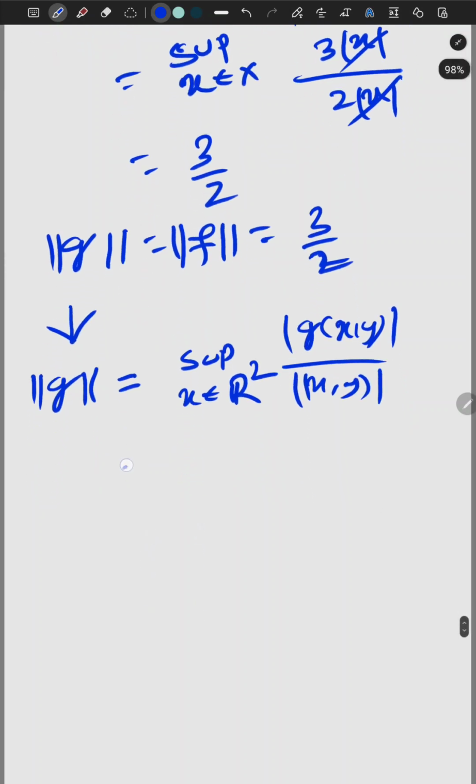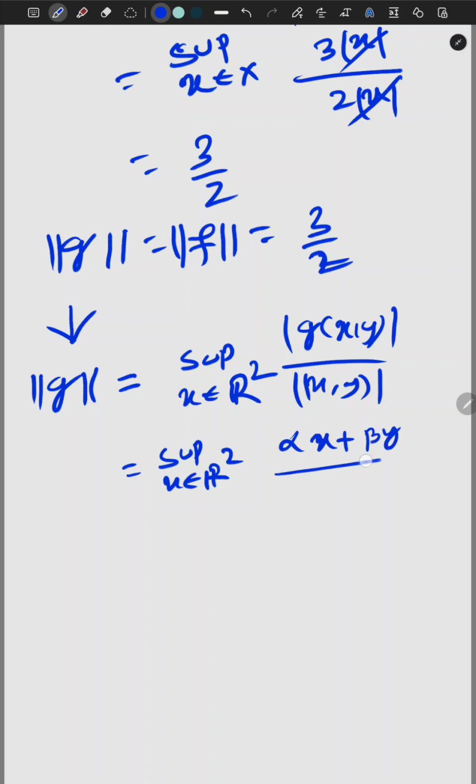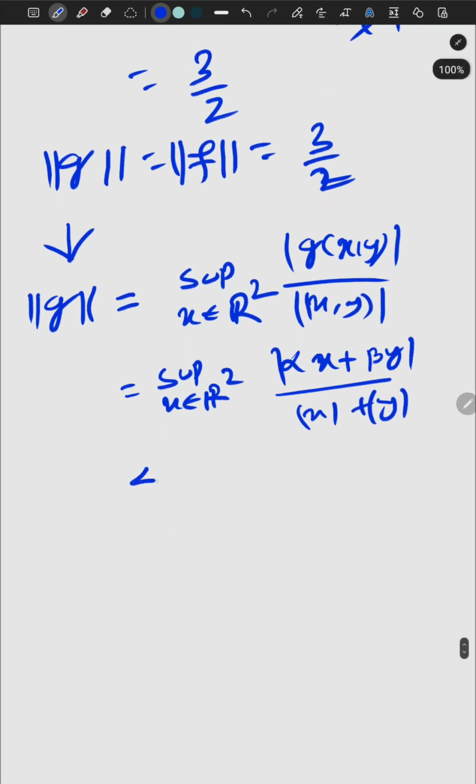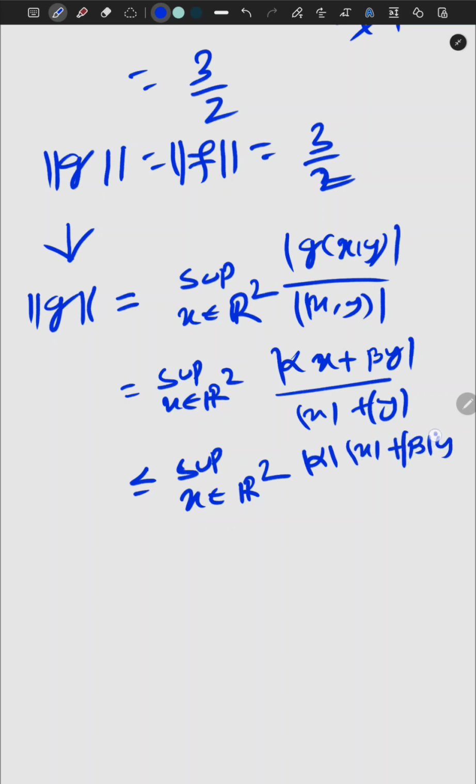So it gives the supremum over R square of alpha x plus beta y divided by the norm of the ordered pair (x, y). The norm of the ordered pair (x, y) is |x| plus |y|, so it can be written as less than or equal to the supremum over R square. First of all we have to apply the triangle inequality: |alpha||x| plus |beta||y|. This comes from the triangle inequality.